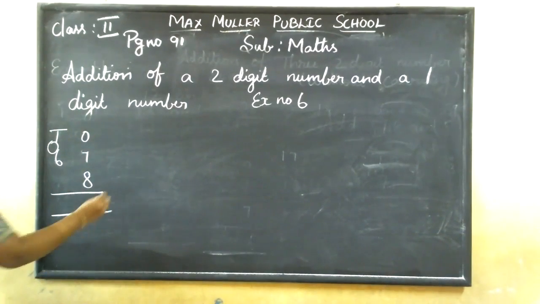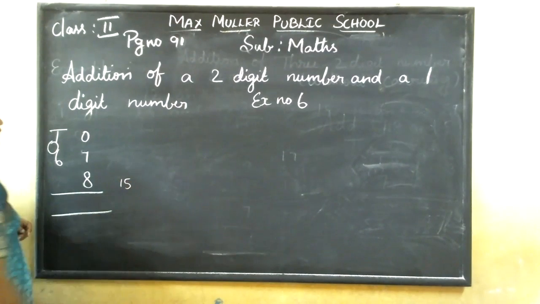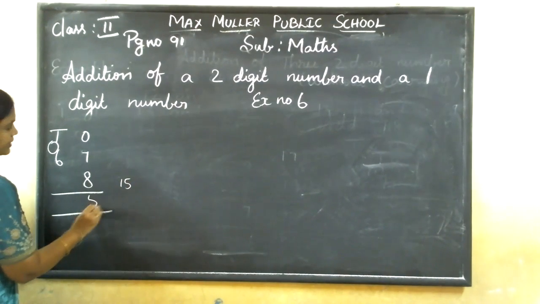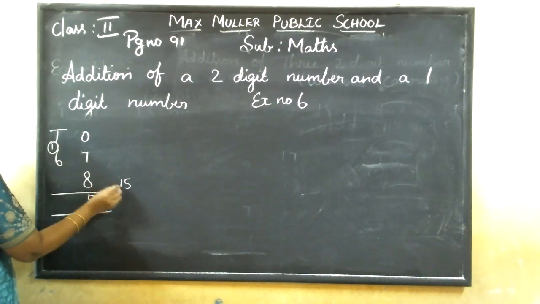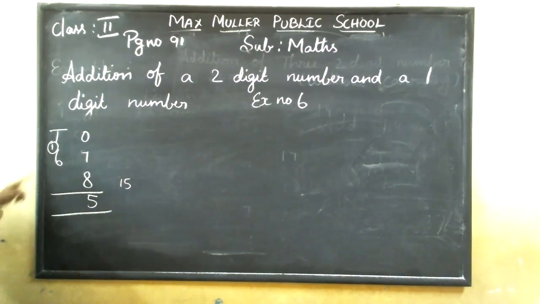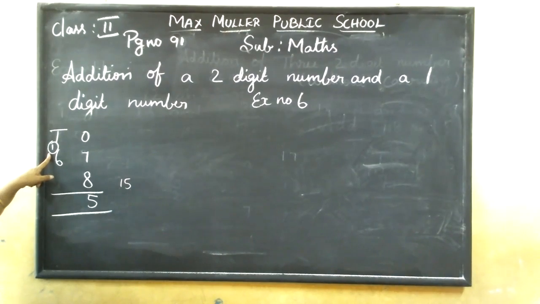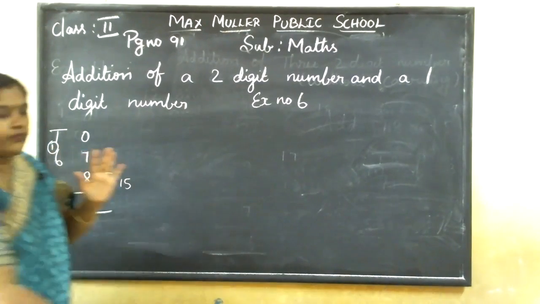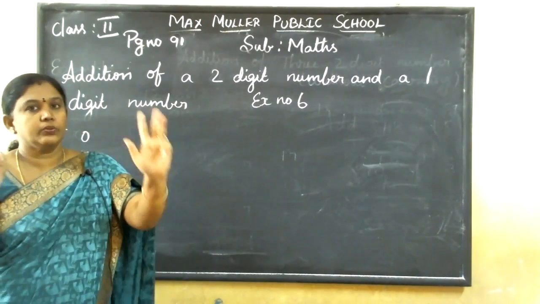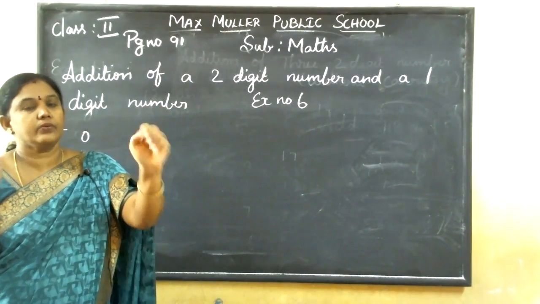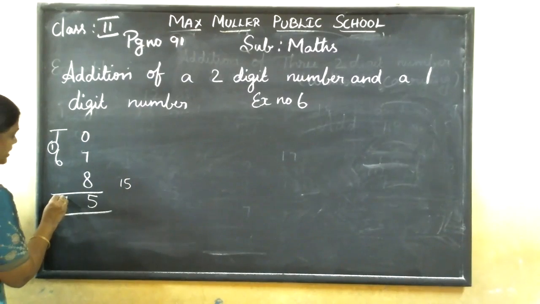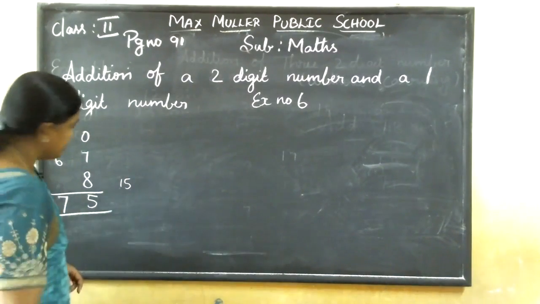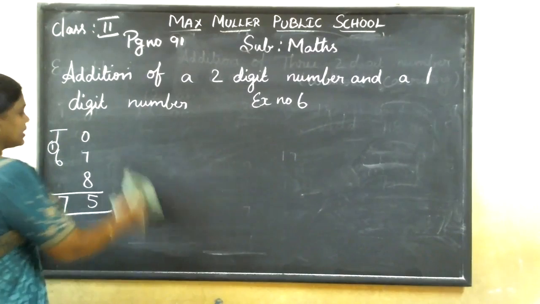15 is a two-digit number. So where will you write 5? You will write 5 in the ones column. Where will you carry 1? To the tens column. So, 1 in the mind, 6 on the fingers. After 1: 2, 3, 4, 5, 6, 7. So the sum is 75. Understood? Easy only, no, children?